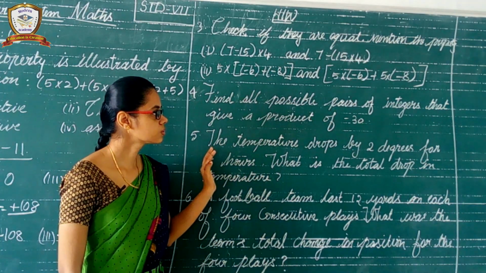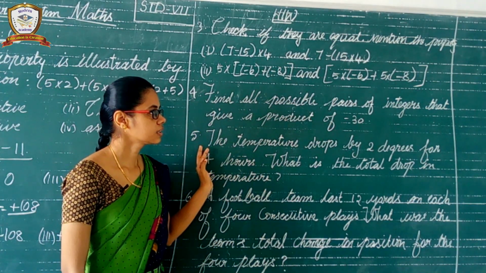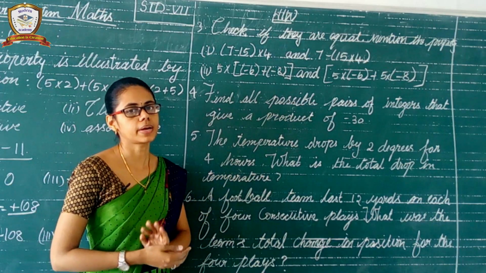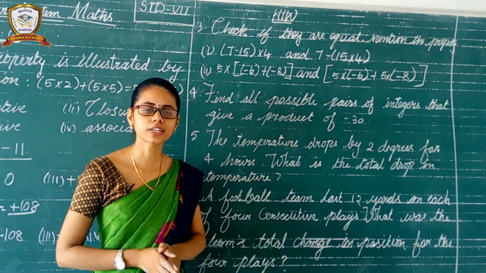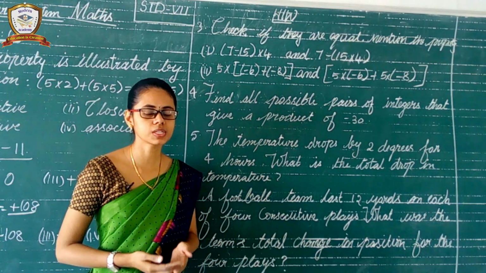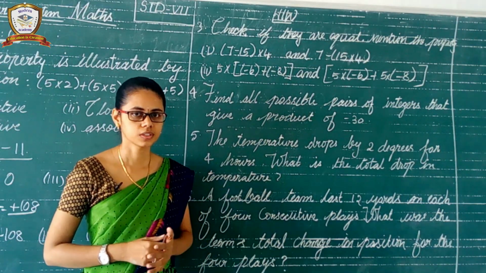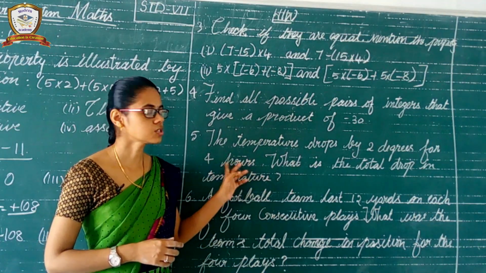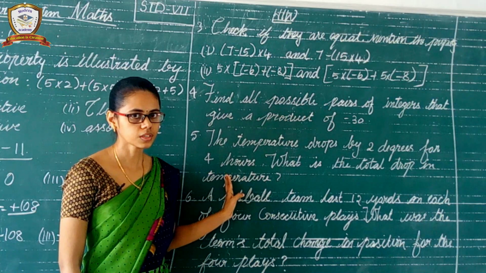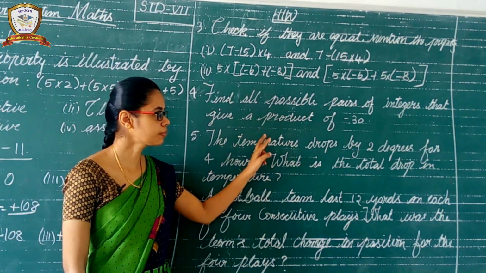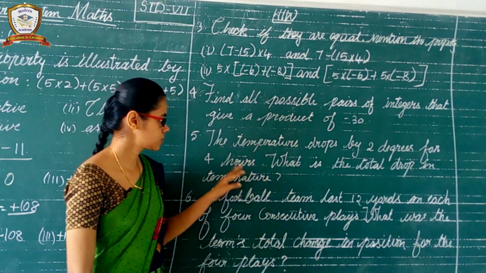Okay, we have to find the possible pairs of minus 30. So first of all we have to find the factors of 30. Once we have the factors of 30, we can easily find the pairs of minus 30. We have to change the sign also and write, and we have to find the possible pairs. Clear? And next, fifth one.